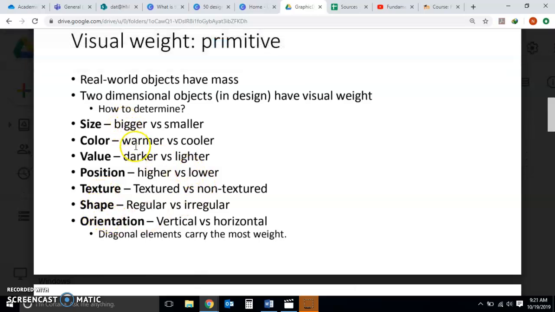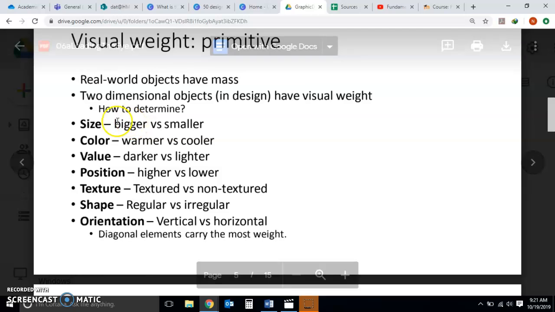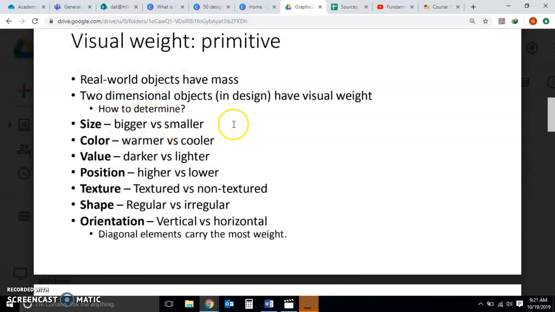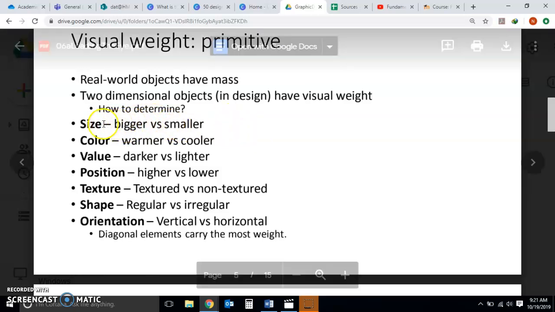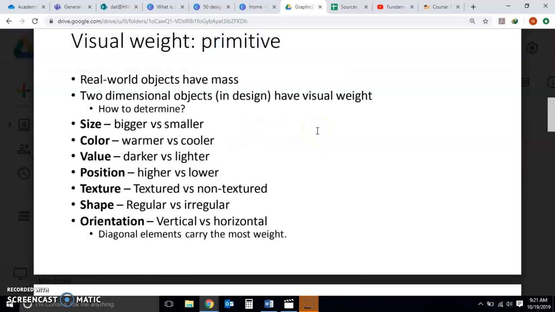And the ones on the left are heavier than the ones on the right, meaning that we are attracted more to bigger things in a layout rather than smaller ones, and so on and so forth, right? So first and foremost is size, right? So bigger things will attract more of our attention.